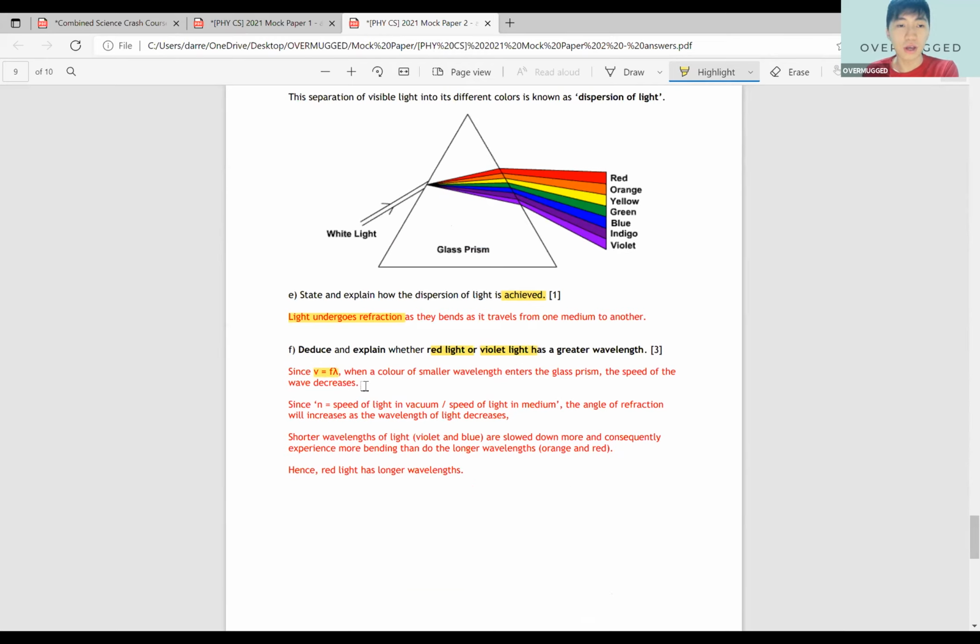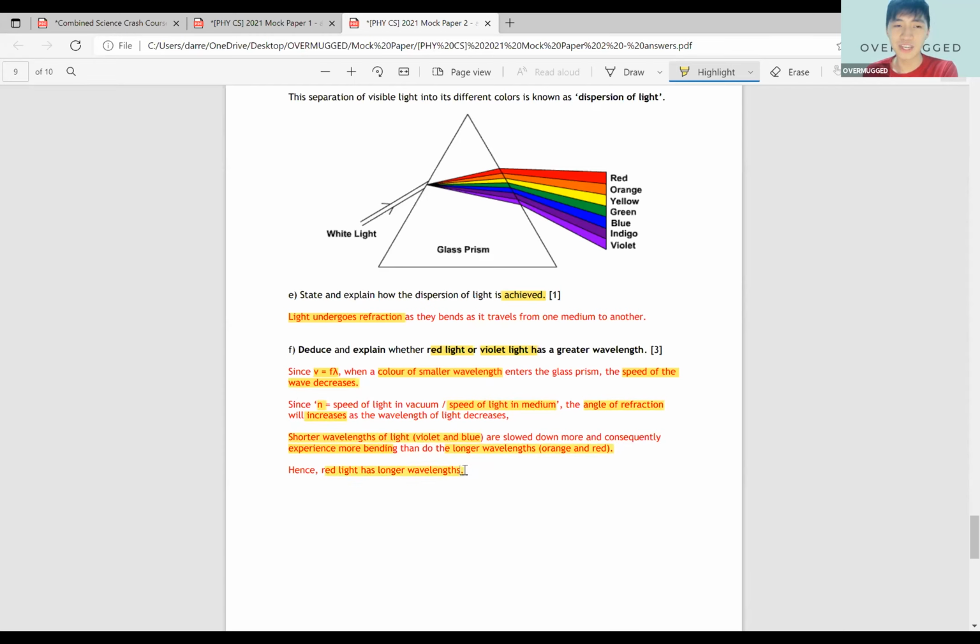When a color of a smaller wavelength enters the prism, smaller wavelength means lesser speed. Lesser speed means my angle of refraction will increase, because here my refractive index is fixed. If my speed of light in the medium decreases, my angle of refraction will increase as well. So in conclusion, shorter wavelength lights, that is in the violet and blue region, experience more bending than the longer wavelengths, which is why we justify red as a longer wavelength.